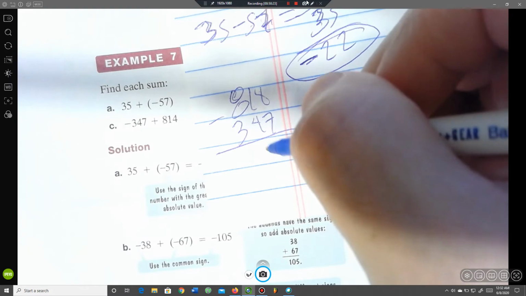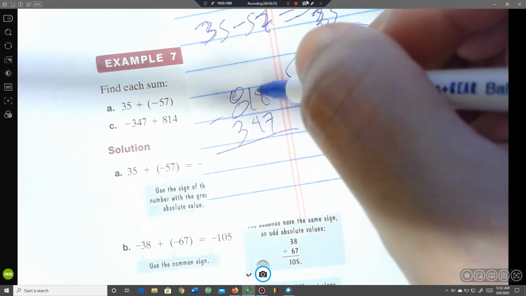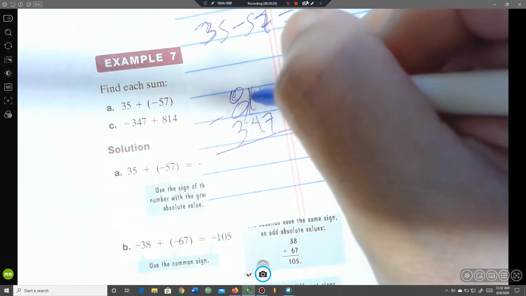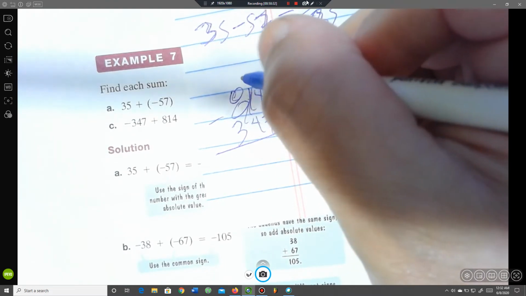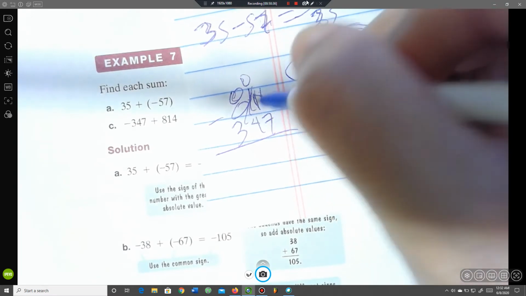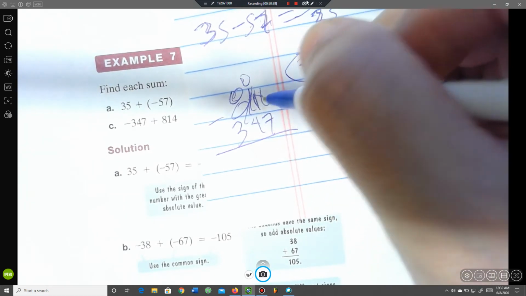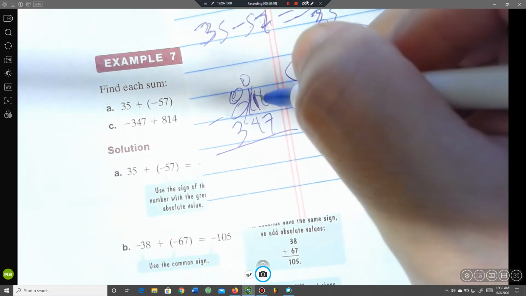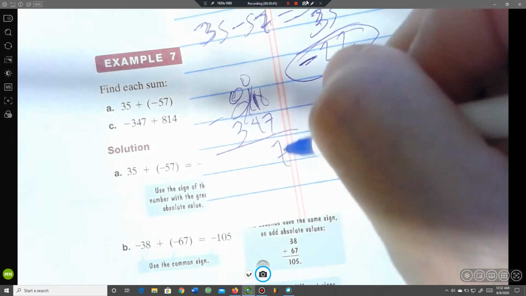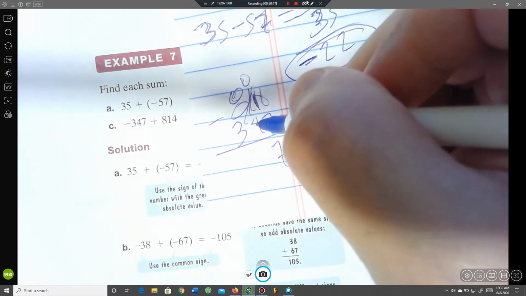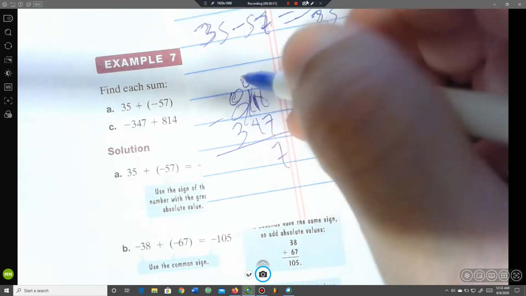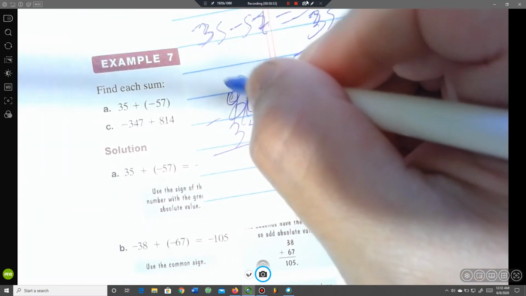4 minus 7. Well, you're going to get a negative sign there, so you can't do that. So you need to borrow from the tens column. That becomes 0 here, and if you add this to the ones unit, that becomes 10. 10 plus 4 is 14. So 14 minus 7 is 7. And then here 0 minus 4, you're going to get a negative sign. So no, you need to borrow from this column here. That becomes 7.